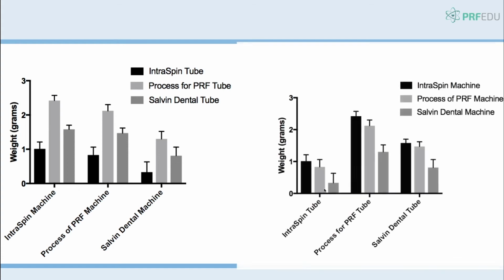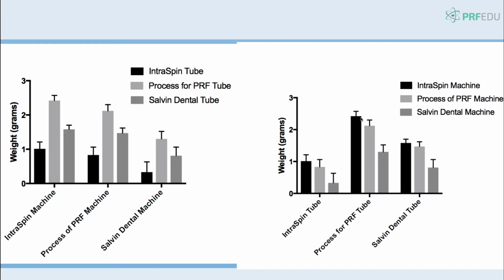So very interesting finding. This is the same data: Intraspin tube, Process for PRF tube, Salvin Dental tube. Again, look at the tubes. Doesn't matter which machine you use, the Intraspin tube is always the smallest, the Process for PRF is always the largest here. And what was even more surprising was the best results were achieved in the Intraspin machine with the Process for PRF tube, okay? That's a huge increase here. So that's the best result, a huge increase compared to this right here.